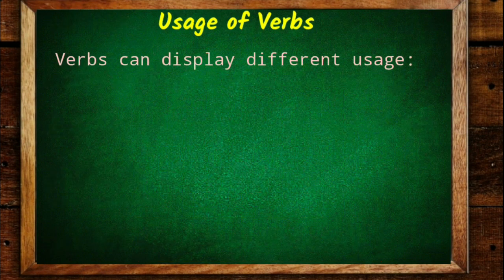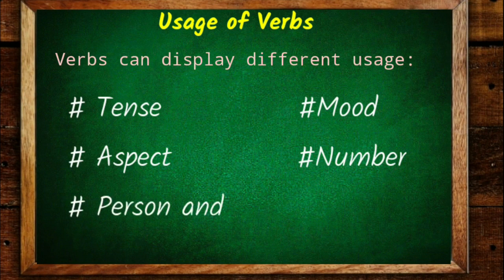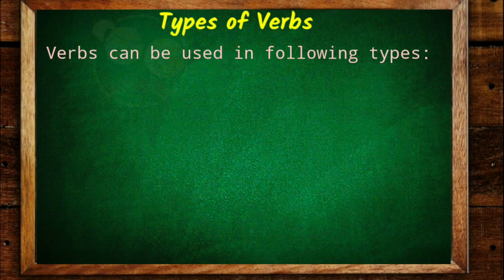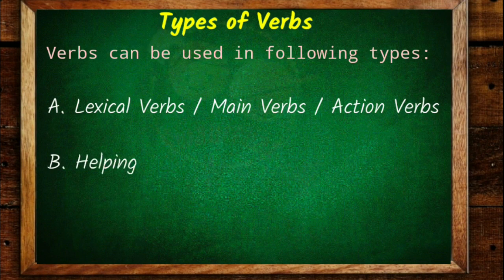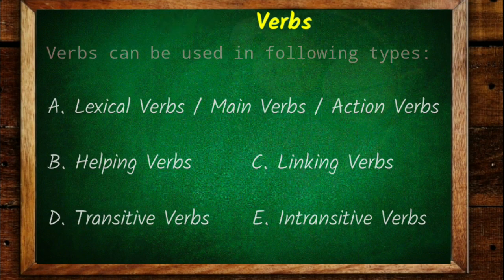Now we'll see usage of verbs. Verbs can display different uses: tense, mood, aspect, number, person, and voice. Types of verbs. Verbs can be used in the following types: lexical verb, main verb or action verb, helping verb, linking verb, transitive verbs, and intransitive verbs. All these verbs' examples are given in another video. Click on the link for verbs.